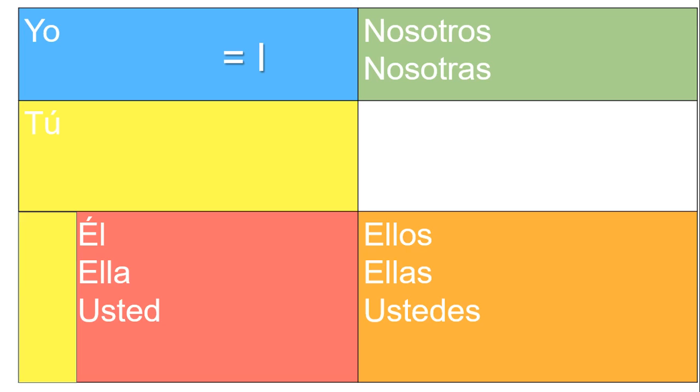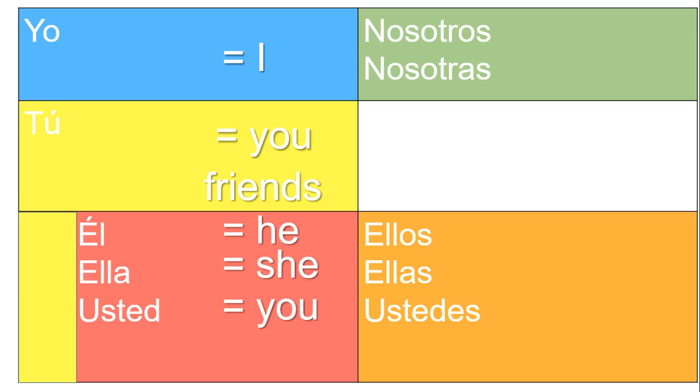Yo is I. Tú is you, that you use with your friends or people you can call by their first name. Él is he. Ella is she. And usted is you when you're talking to somebody you need to be formal with, or somebody who you should use a title with. You can't call them or shouldn't call them by their first names. Nosotros and nosotras both mean we. Nosotras is if the group is all girls. Otherwise, we use nosotros.